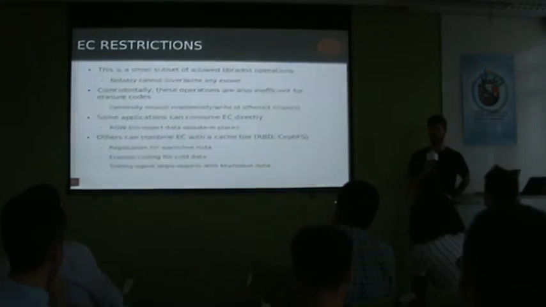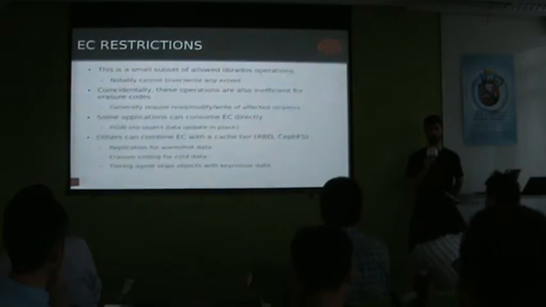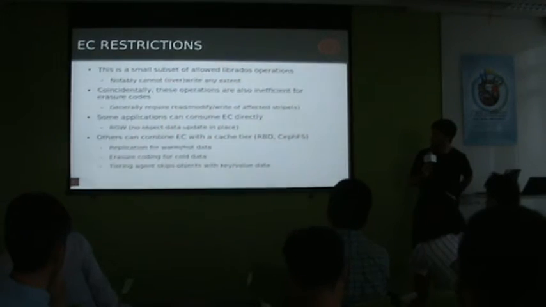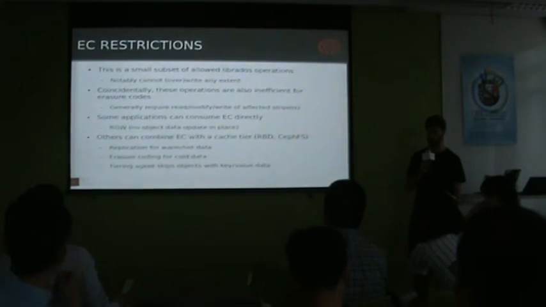So the biggest thing that we don't allow is overwrites in the middle of an object. This means that you cannot run RBD unmodified on top of an erasure code. You can run a replicated pool as a cache tier on top of an erasure coded pool and run RBD. That might work once we get the cache tiering performance up to a point where it's worthwhile. But other applications can consume erasure coded pools directly.